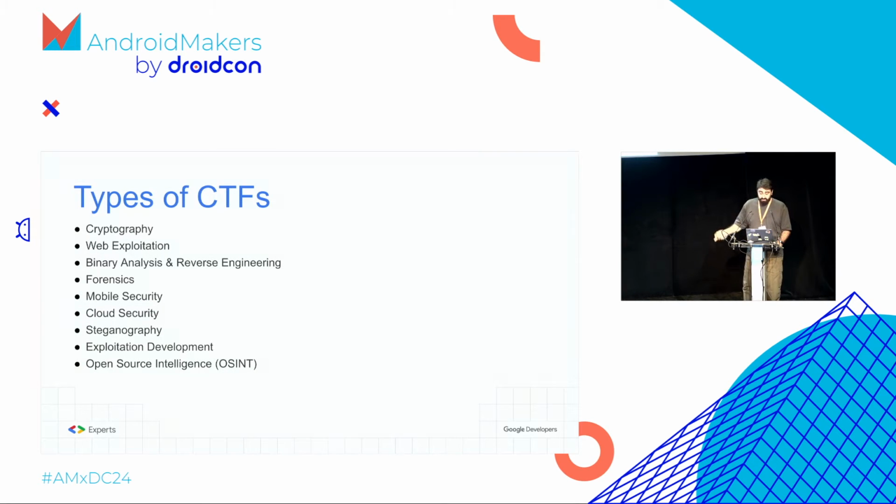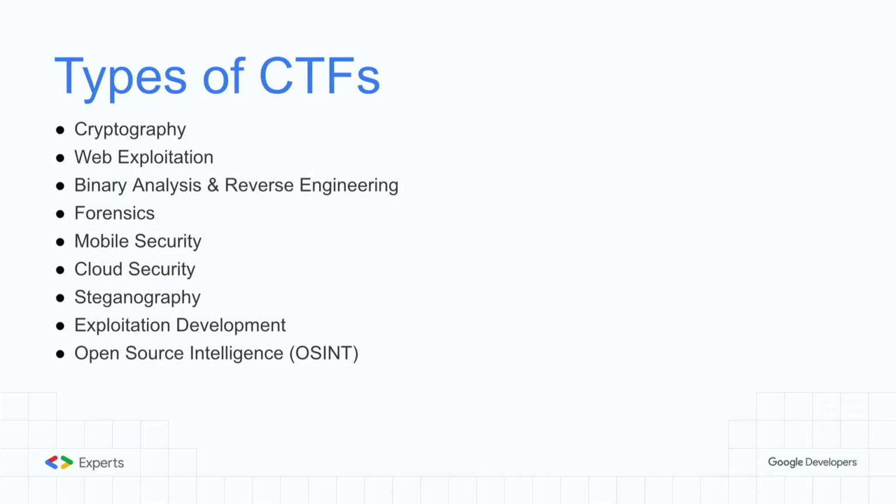Before we start, as I mentioned, there are different types of CTF challenges. There is cryptography, of course, where you have to understand the vulnerabilities of different algorithms, or how to reverse some types of algorithms, and basically find the key. Web exploitation is a huge area.